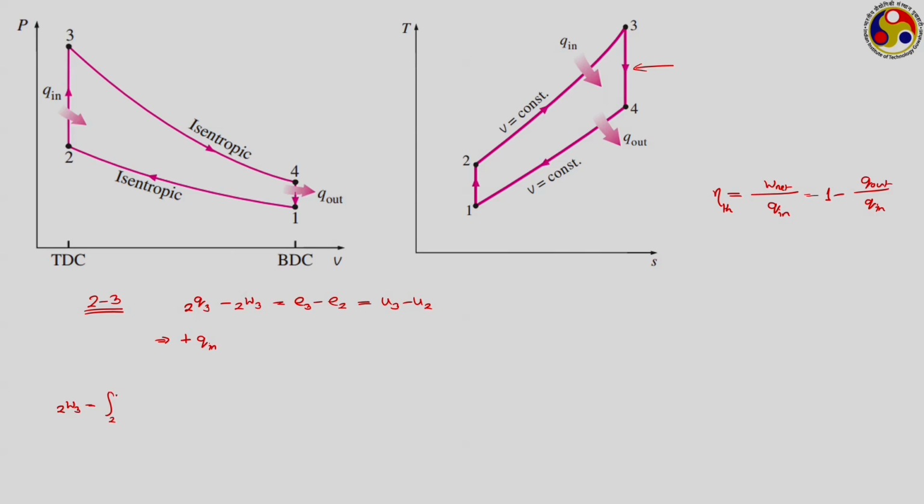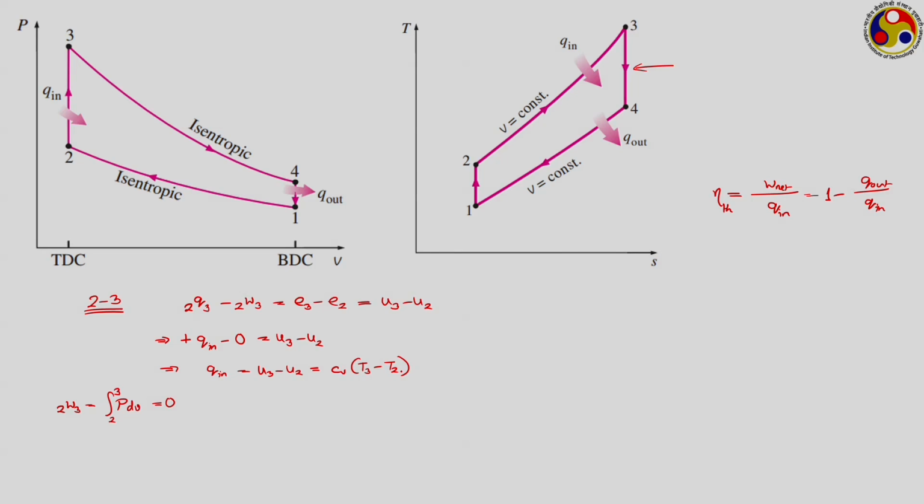W23 can be considered as the integral of P dV during this process. Now, volume remains constant, so that becomes equal to 0. So, we have 0 equal to U3 minus U2, which gives us Q in equal to U3 minus U2. As we are dealing with an ideal gas, the change in internal energy can directly be related to the change in temperature in terms of the specific heat, which is again assumed to be constant. So, we can write this as Cv into T3 minus T2.